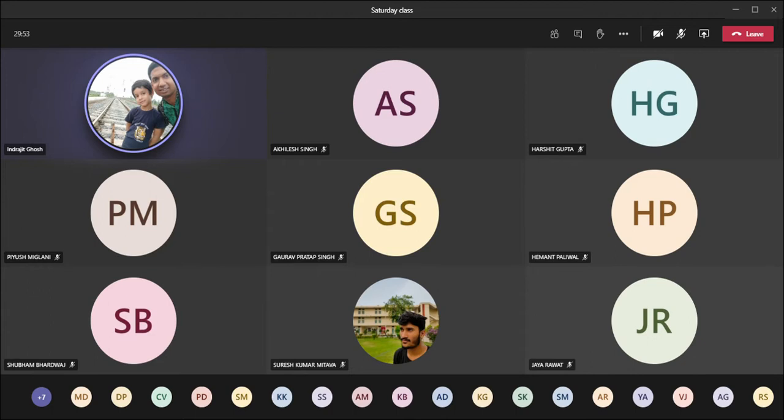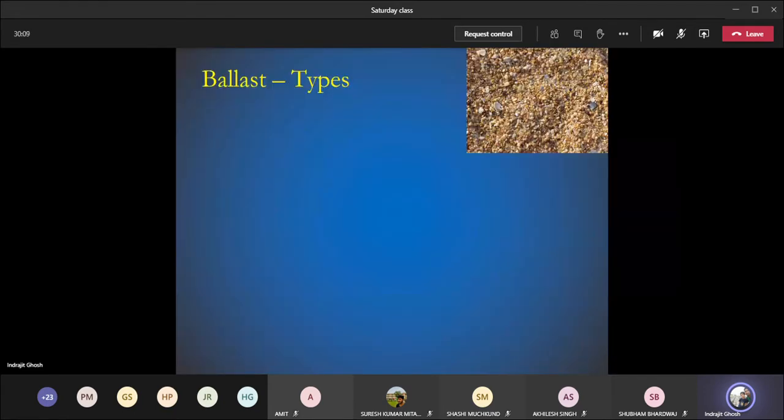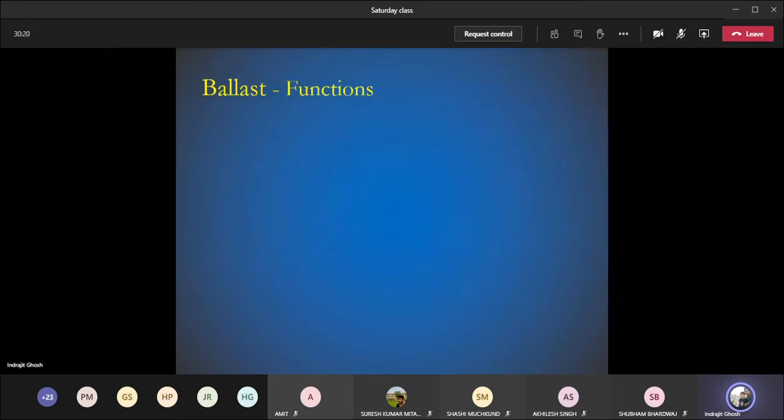So let me start the class. Yesterday we started our lecture on the ballast. Initially we saw what ballast is, what its functions are, and what requirements we expect from the ballast. Then we started discussing the different types of material that we use as ballast.